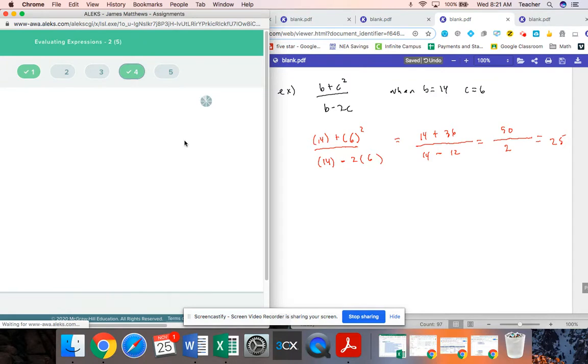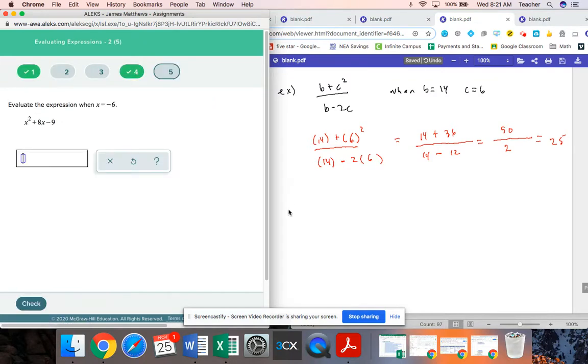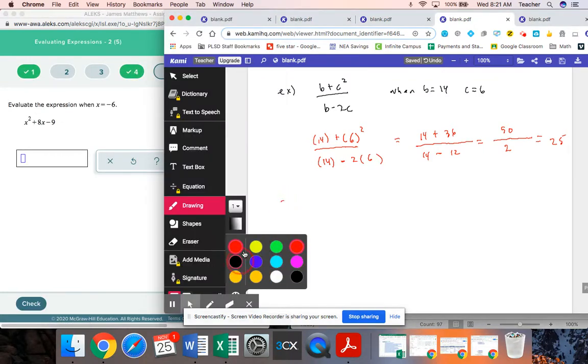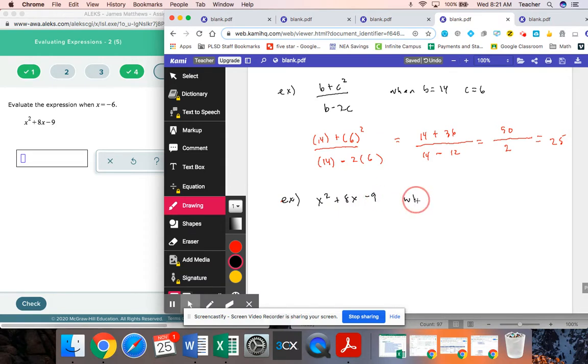I'm going to try to get this other one in here also. That was a fraction. This one is not, but it has some squares in it. I thought maybe it might be a little bit different. x squared plus 8x minus 9. If I'm asked to evaluate, I need to know a value for the variables. The only variable I have is x, and it says to find it when x is negative 6. That just means wherever there's an x, I'm going to write a negative 6, and write everything else out.